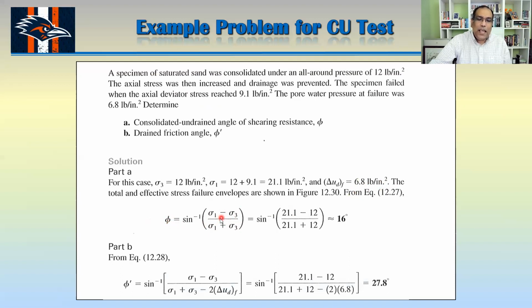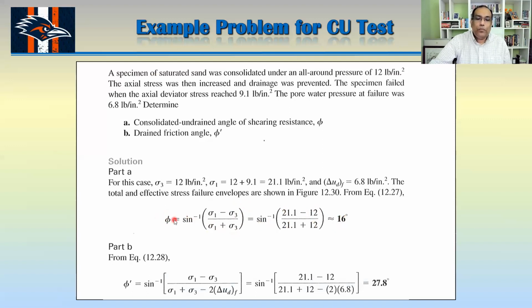You can write the same equation for effective stress, that phi prime is equal to sine inverse of sigma 1 prime minus sigma 3 prime divided by sigma 1 prime plus sigma 3 prime. Okay, so if you go for the total stress case, then you can see your phi is sine inverse of sigma 1 minus sigma 3 divided by sigma 1 plus sigma 3. So you get 16 degrees here.